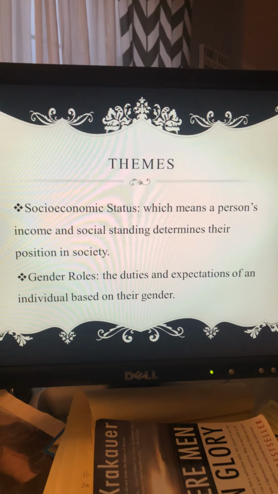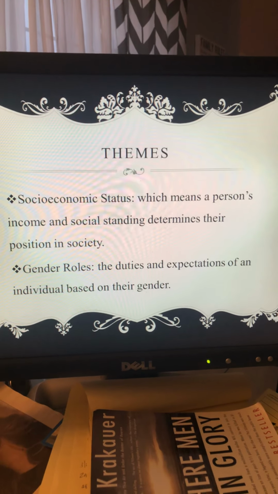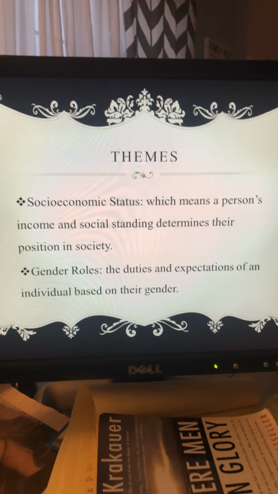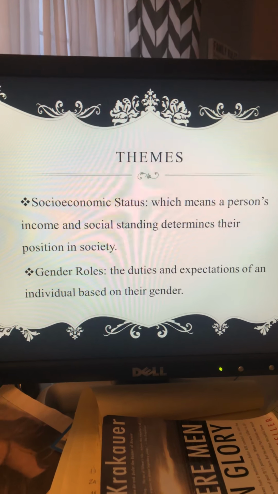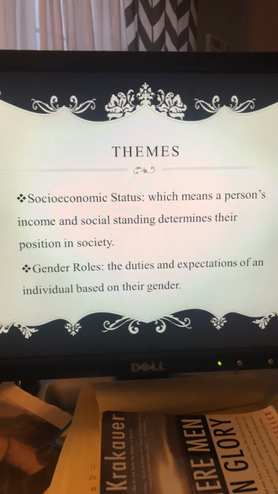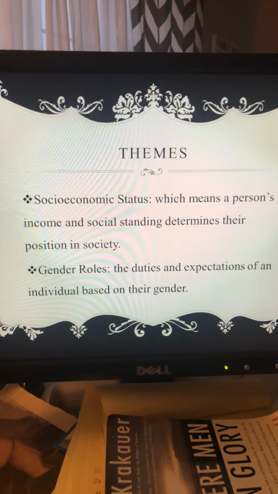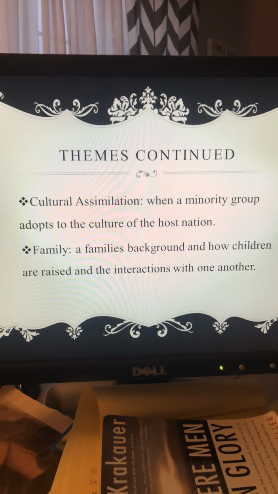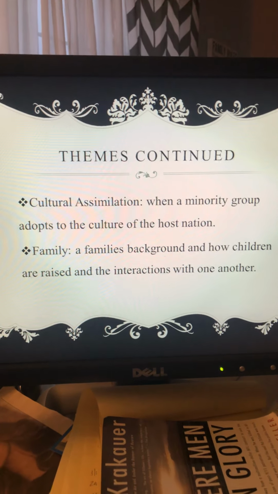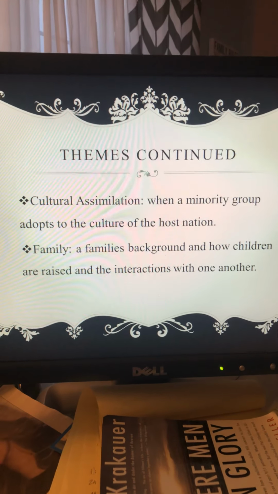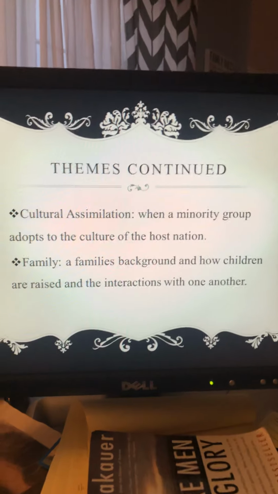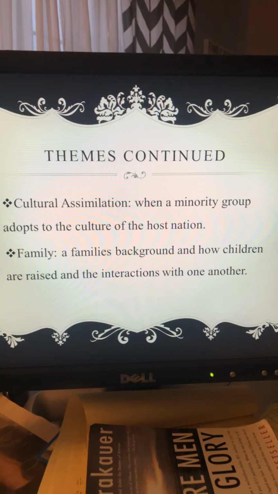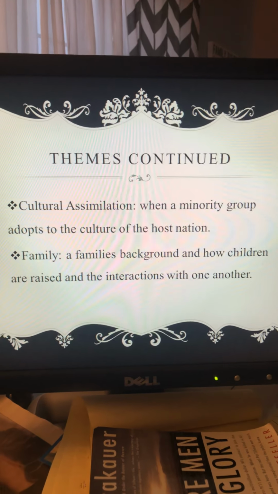Some of the themes we will explore are socioeconomic status. This means a person's income and social standing determines their position in society. Gender roles: the duties and expectations of an individual based solely on their gender. We will also be looking at cultural assimilation. This is when a minority group adopts the culture of the host nation. And finally, we will be looking at family values: a family's background, how children are raised, and the way in which they interact with one another.